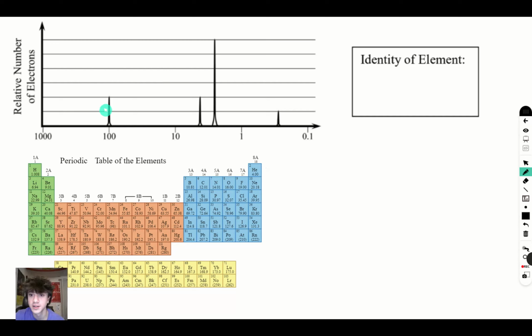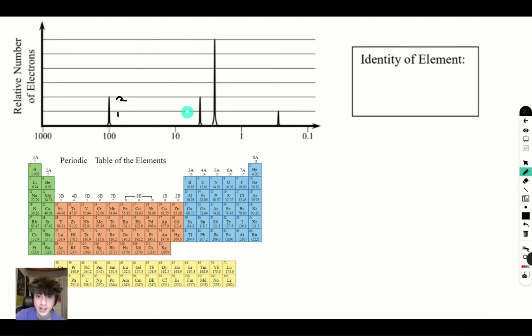So firstly, the first thing we want to do is to find the identity, and the way I like to do this is by counting the number of electrons. So here we have 1, 2, and 3, 4, 5, 6, 7, 8, 9, 10, 11. And all in all, we have 11 electrons. So if we take a look, that's going to be sodium, Na.